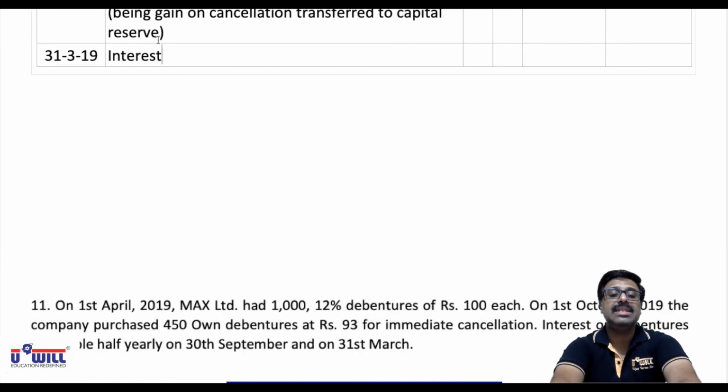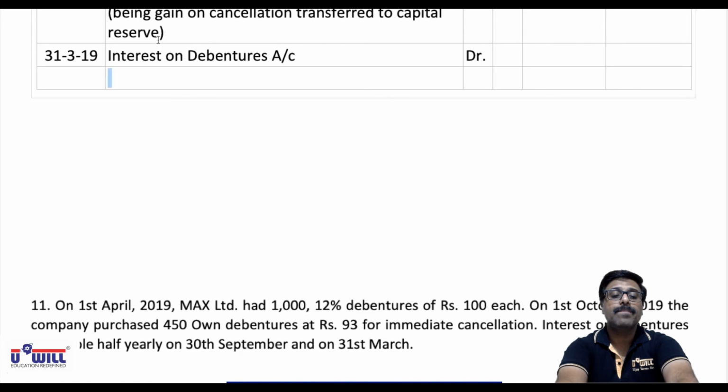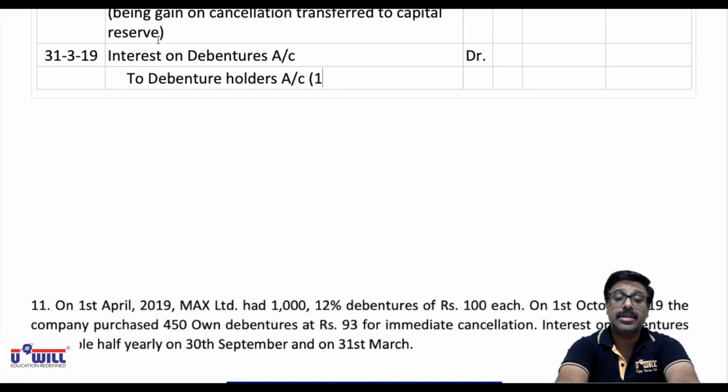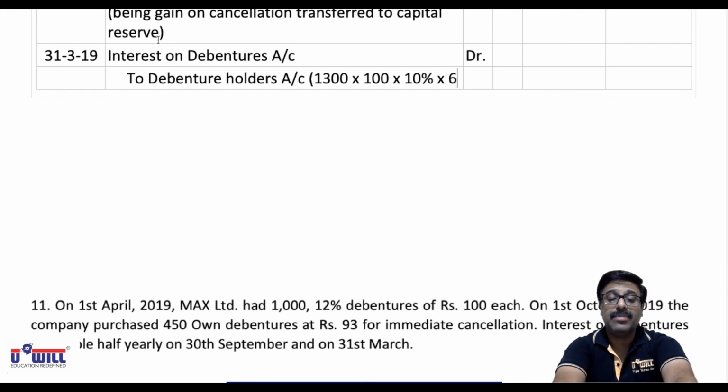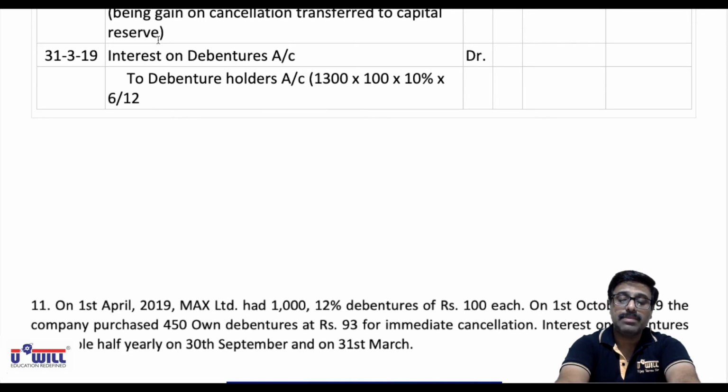Interest on debentures is an expense. Debit all expenses and losses. So interest on debentures account debit. The amount is payable to debenture holders. Credit the payable, so to debenture holders account. Now, 1,300 debentures into 100 rupees face value into 10% interest into 6 divided by 12. Now we have to pay interest only for 6 months again. So 6 divided by 12, that comes to 6,500. So 6,500 interest would become payable on the remaining 1,300 debentures.